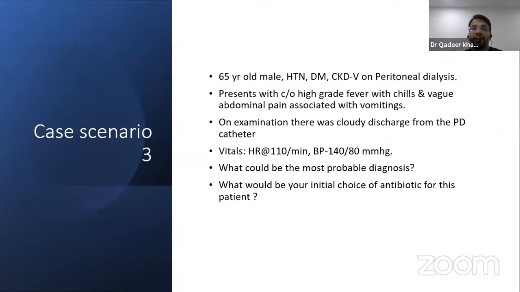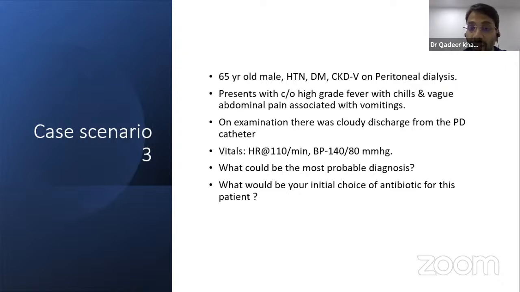In a third scenario, a 65-year-old male with hypertension, diabetes, and chronic kidney disease stage 5 on peritoneal dialysis. So we come to know the patient is immunocompromised, already diabetic, and on peritoneal dialysis. He complains of high-grade fever, chills, and abdominal pain. With this, something should be clicking in our heads. Okay, there can be peritonitis. There was a cloudy discharge from the peritoneal dialysis catheter site.